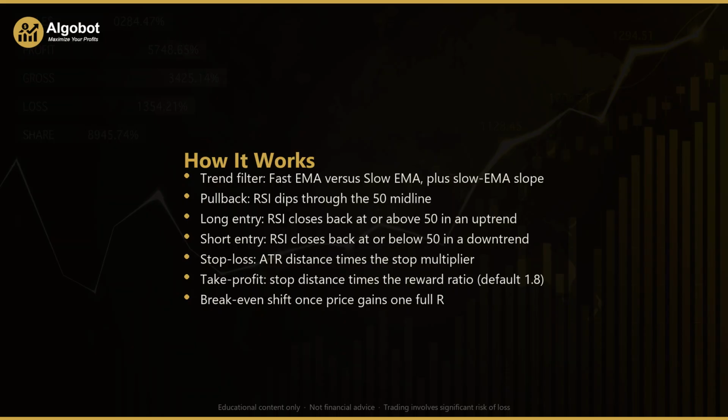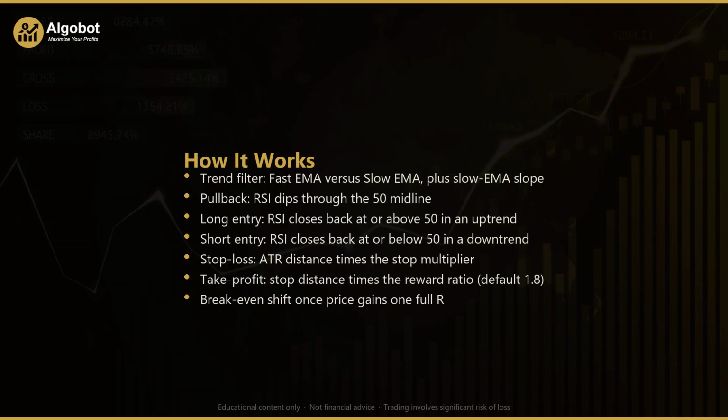When a signal appears and no position is open, the EA places a market order. The stop-loss distance is the average true range multiplied by the stop multiplier, with a safeguard that keeps the stop no tighter than the broker's minimum stop level plus the spread. The take profit is that stop distance multiplied by the reward ratio, which defaults to 1.8, so the intended reward is set larger than the risk being taken. Position size is then calculated from the risk percent input. The EA works out how many lots would lose roughly that percentage of the account balance if the stop were reached, and it rounds down to a valid lot size for the symbol. Only one position is held at a time.